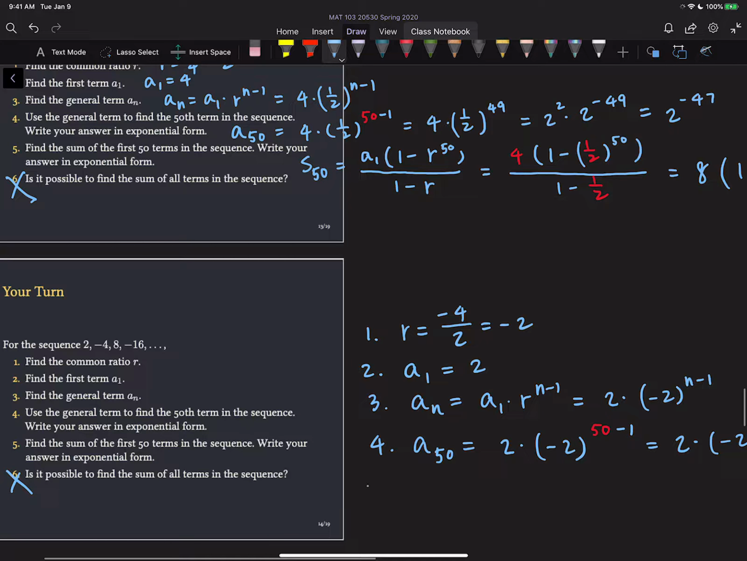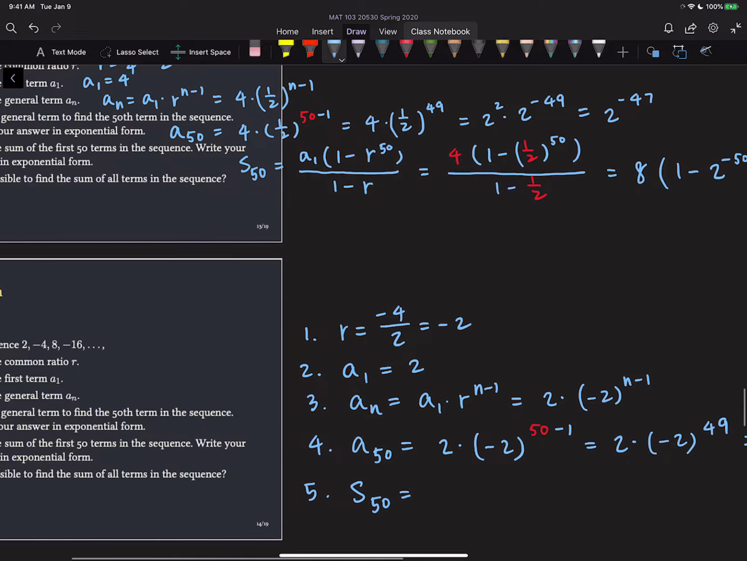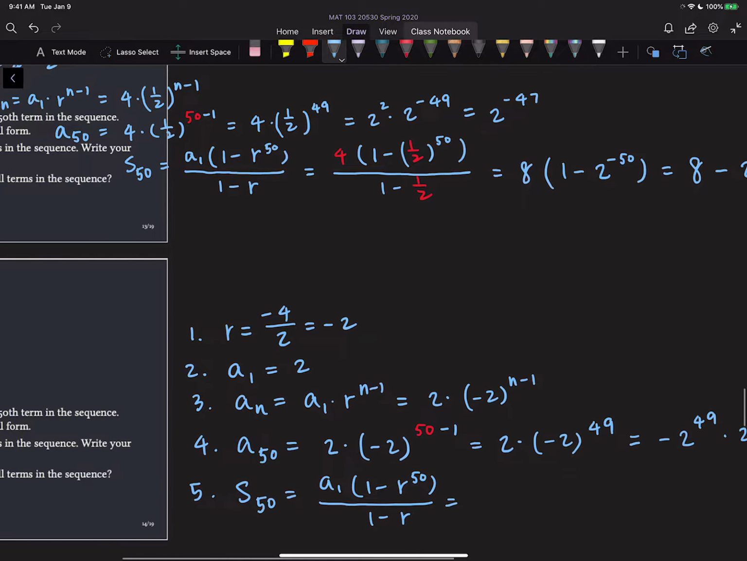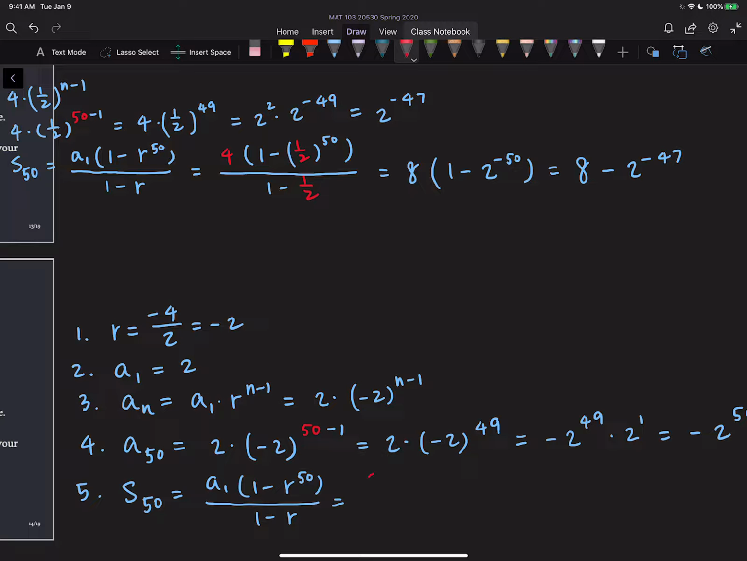Finally, we do the most exciting part. Find the sum of the first 50 terms in the sequence. So this is S sub 50. Let's plug it into the formula. The formula is a1 times 1 minus r raised to the 50th divided by 1 minus r. a1 is 2 and multiplied by 1 minus r. r is negative 2 raised to the power of 50, divided by 1 minus r, so 1 minus negative 2.